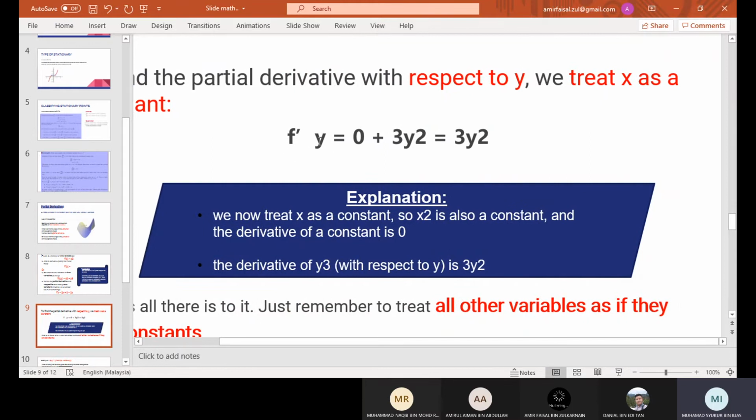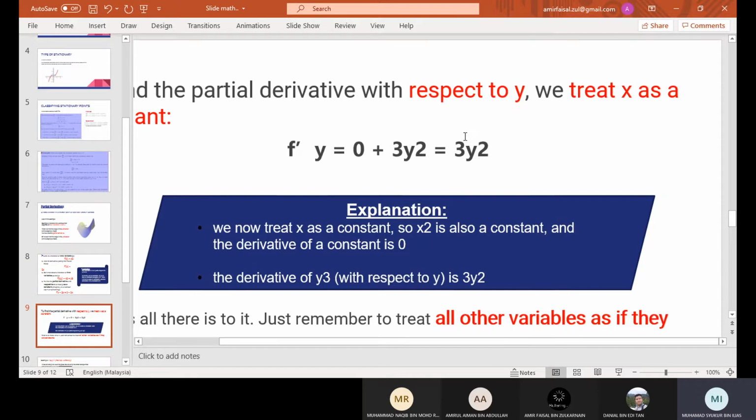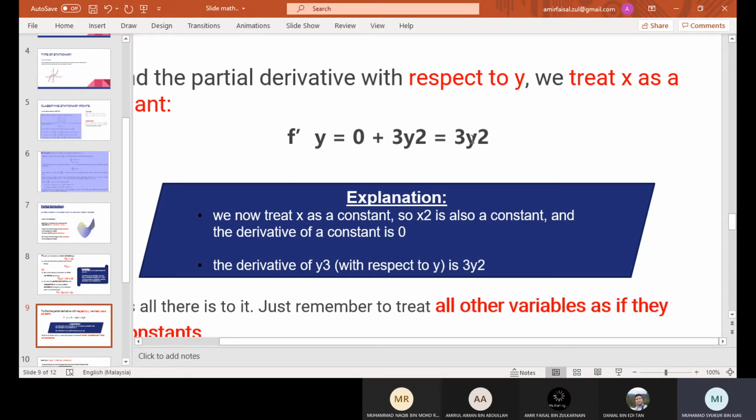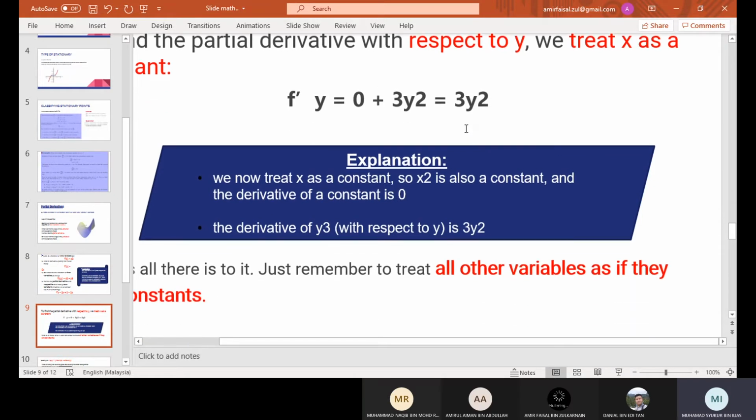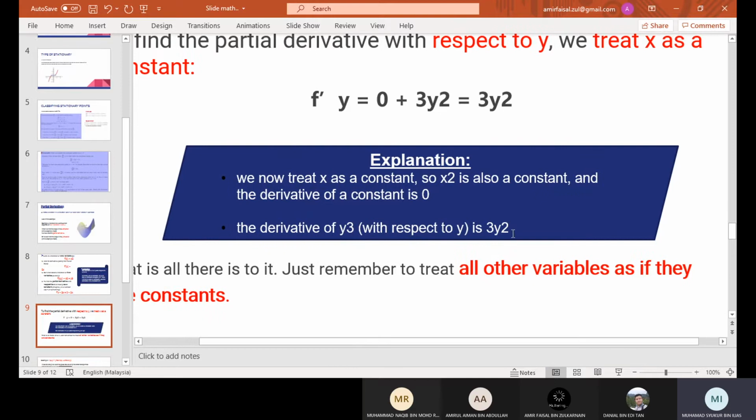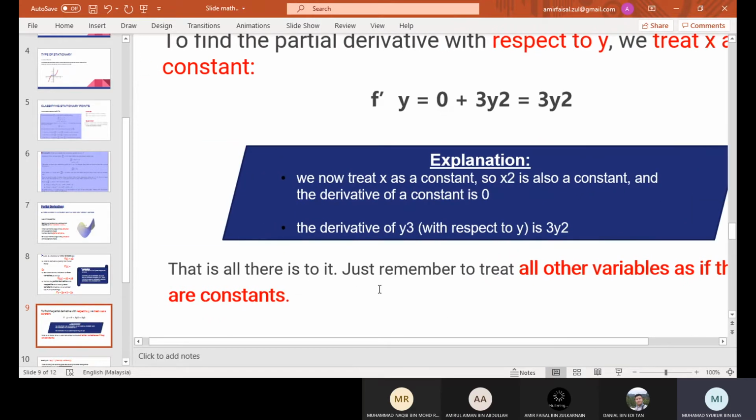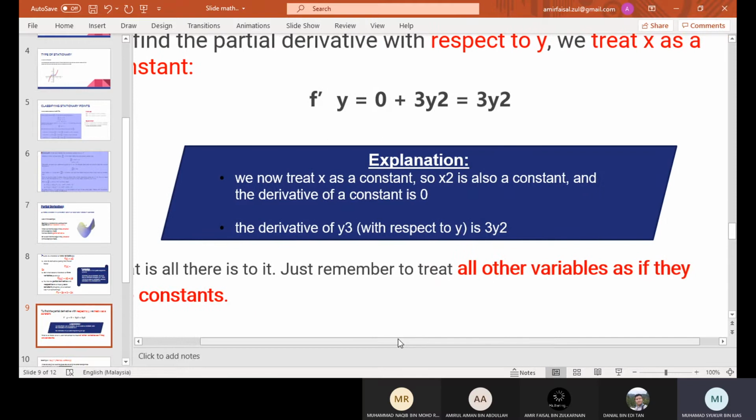f prime y equal to 0 plus 3y to the power of 2, equal to 3y to the power of 2. The explanation is we now treat x as a constant. So x to the power of 2 is also a constant, and the derivative of a constant is 0. The derivative of y to the power of 3 with respect to y is 3y to the power of 2. That is all there is to it. Just remember to treat all other variables as if they are constant.